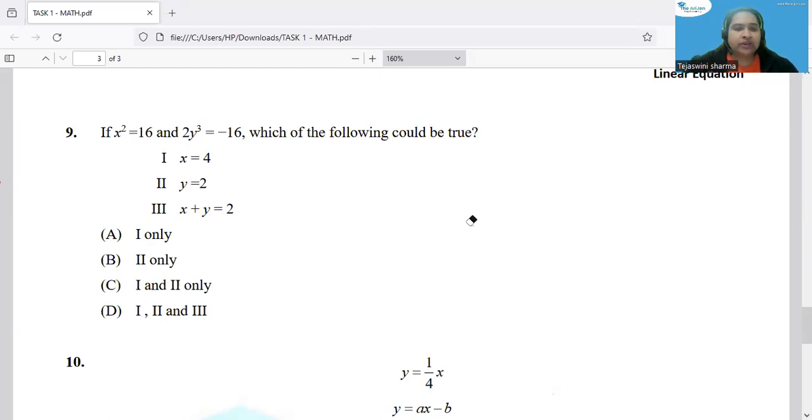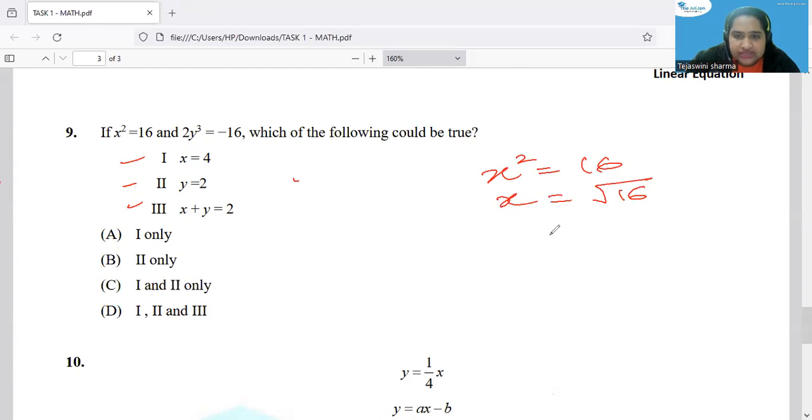So the ninth one, you have been given x square is equal to 16 and 2y cube is equal to minus 16. Which of the following could be true? Among all these three options, which can be true, that you have to find. So when you solve x square is equal to 16, x will be square root of 16, which is 4. Then the value of x will be plus or minus 4, correct?